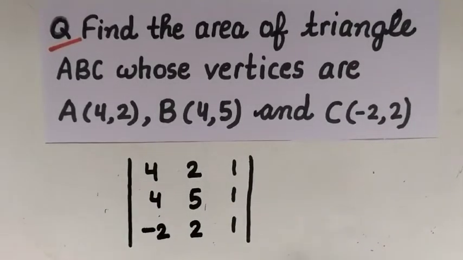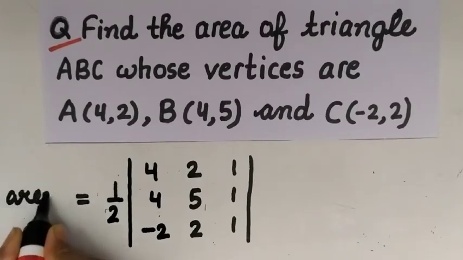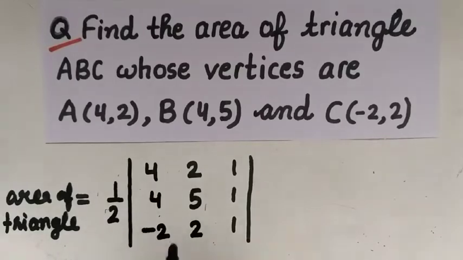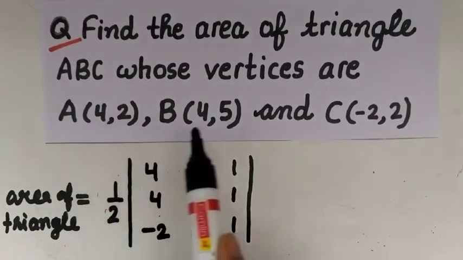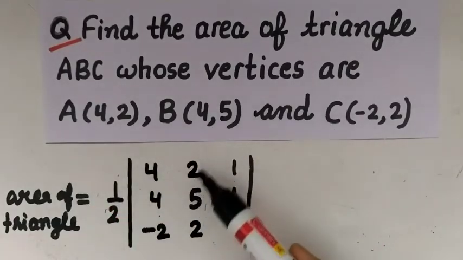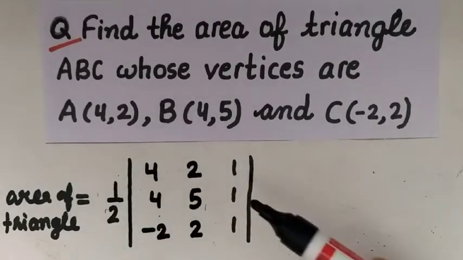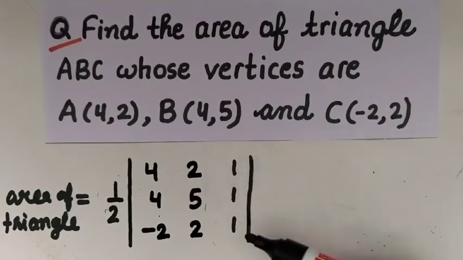And outside this determinant, I will write 1 by 2. So it is the formula for finding the area of a triangle by using determinants. So area of triangle is equal to half, and then the determinant. In the first column, I have written all x coordinates of vertices ABC. In the second column, I have written all y coordinates of all three vertices ABC, and in the third column all entries will be 1, 1, 1.